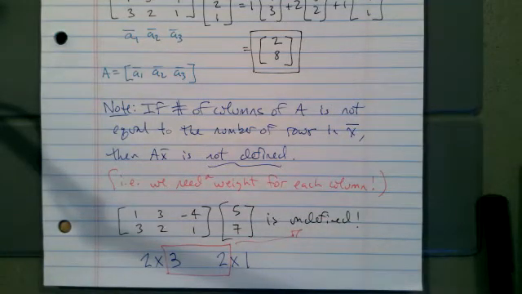We cannot make a linear combination of these 3 vectors with only 2 weights. Any questions?